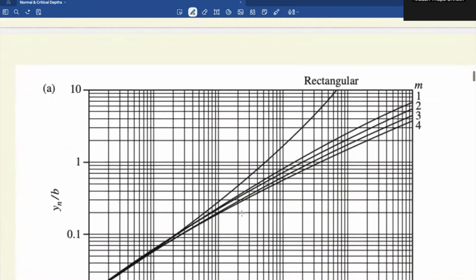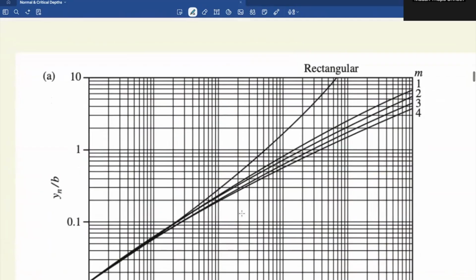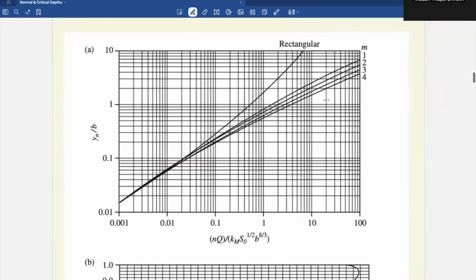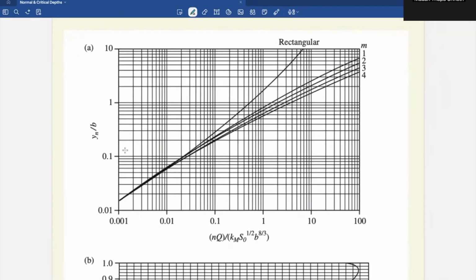And from the graphical approach also, we can compute the normal depth. We'll be using this figure for computing the normal depth. If we are given the values for discharge, we will know the value of Km, obviously the slope and width of the channel, and then we can compute the normal depth from the graphical method as well.